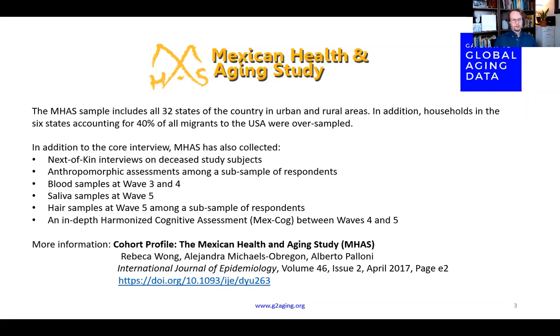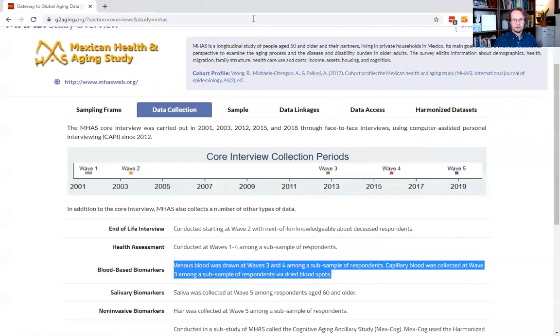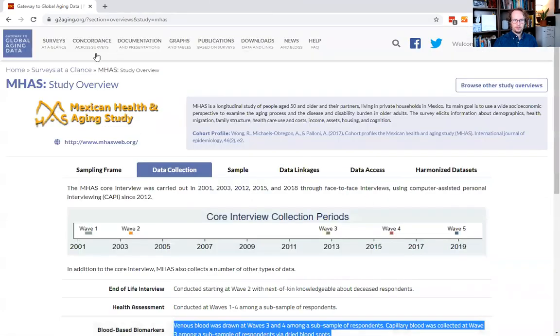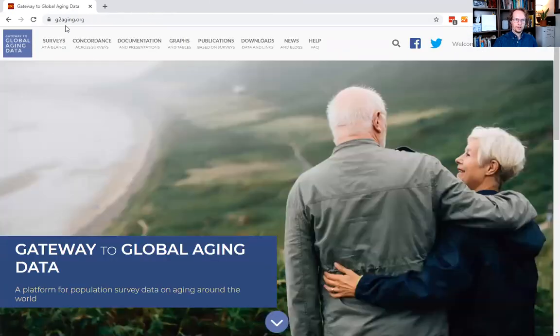If you'd like more information about MHAS as a study, they have a wonderful cohort paper in the International Journal of Epidemiology. I have a link there. And if you're wondering how to get to it, we'll briefly go to our website. All right, so this is the Gateway to Global Aging Data, just g2aging.org.